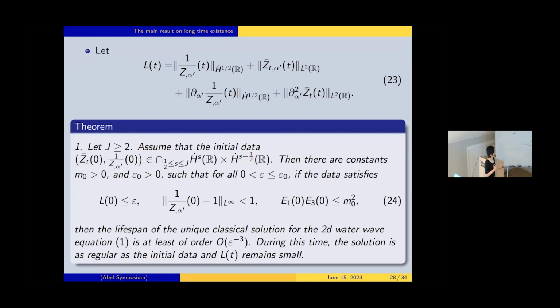Now there is an epsilon sufficiently small so that if L0 is sufficiently small, less than epsilon, and if this is less than 1, it doesn't have to be small, as long as it's less than 1. So the steepness doesn't have to be small. And E1 times E3 is less than some universal constant. This is a scaling invariant quantity as well. E1, E3 are in the energy sequence I constructed. Then for data of size epsilon, the lifespan is at least of order epsilon to the minus 3.